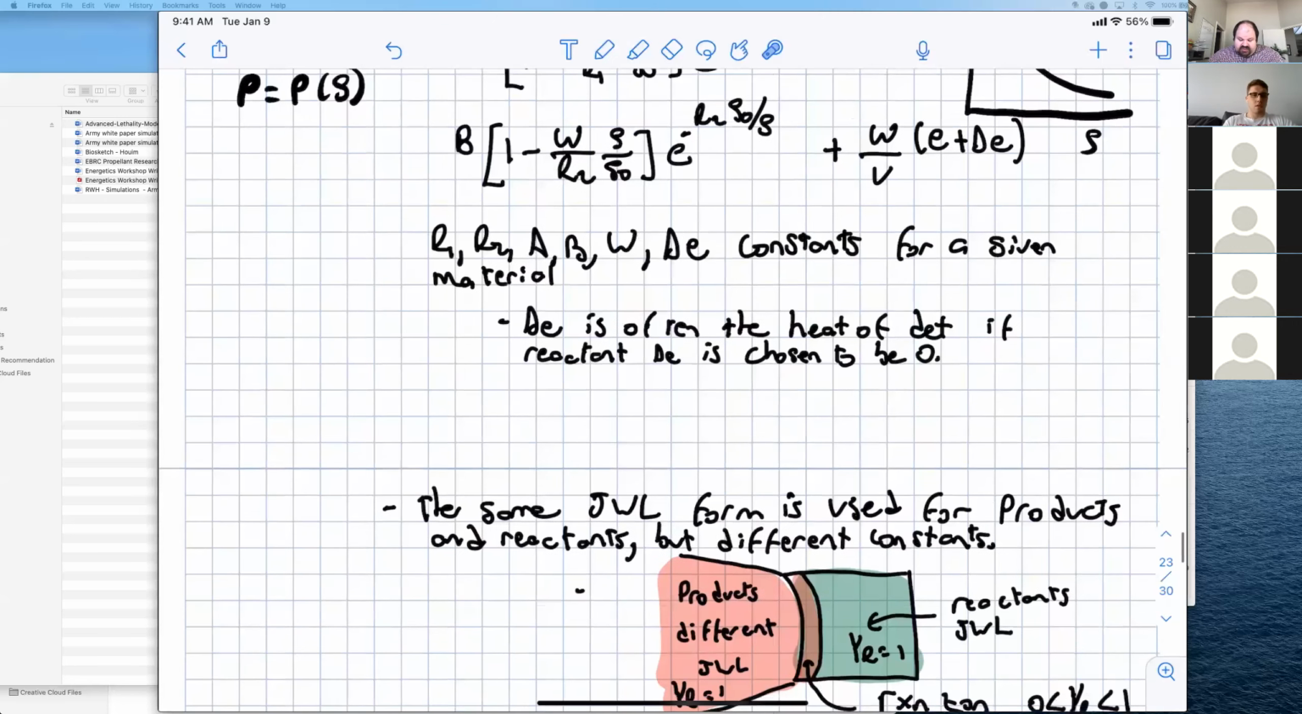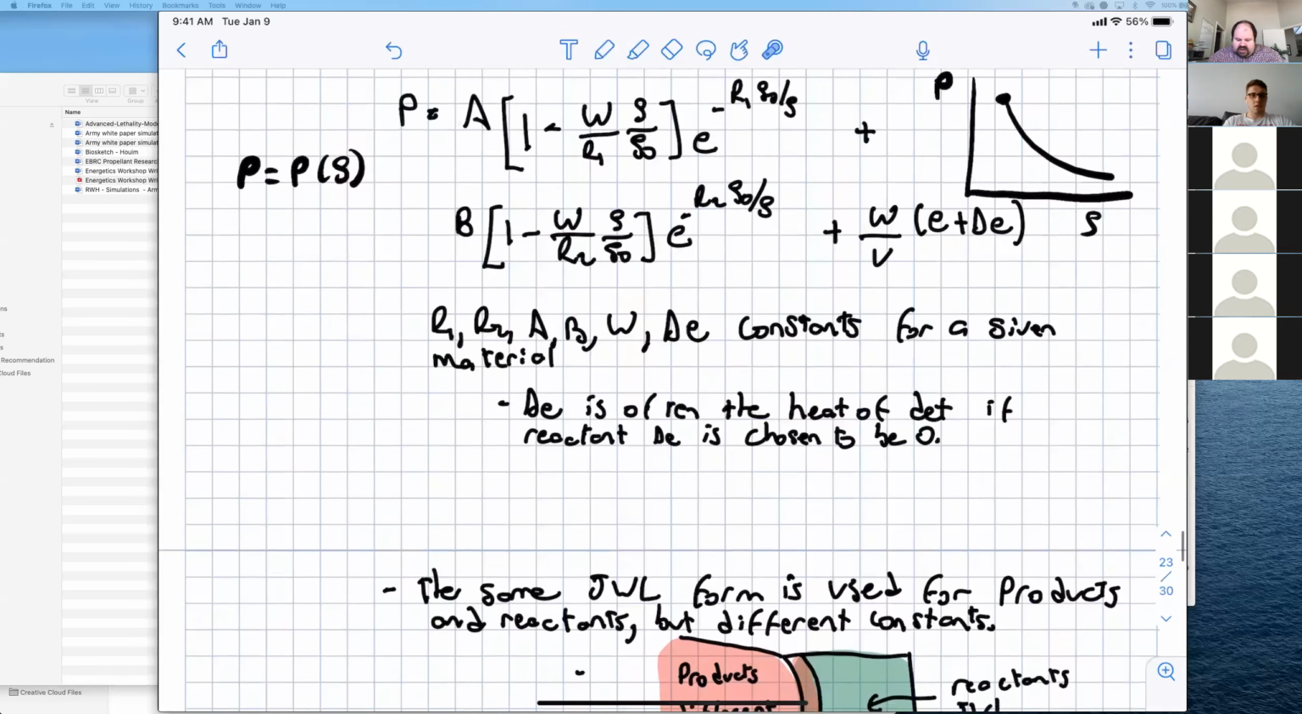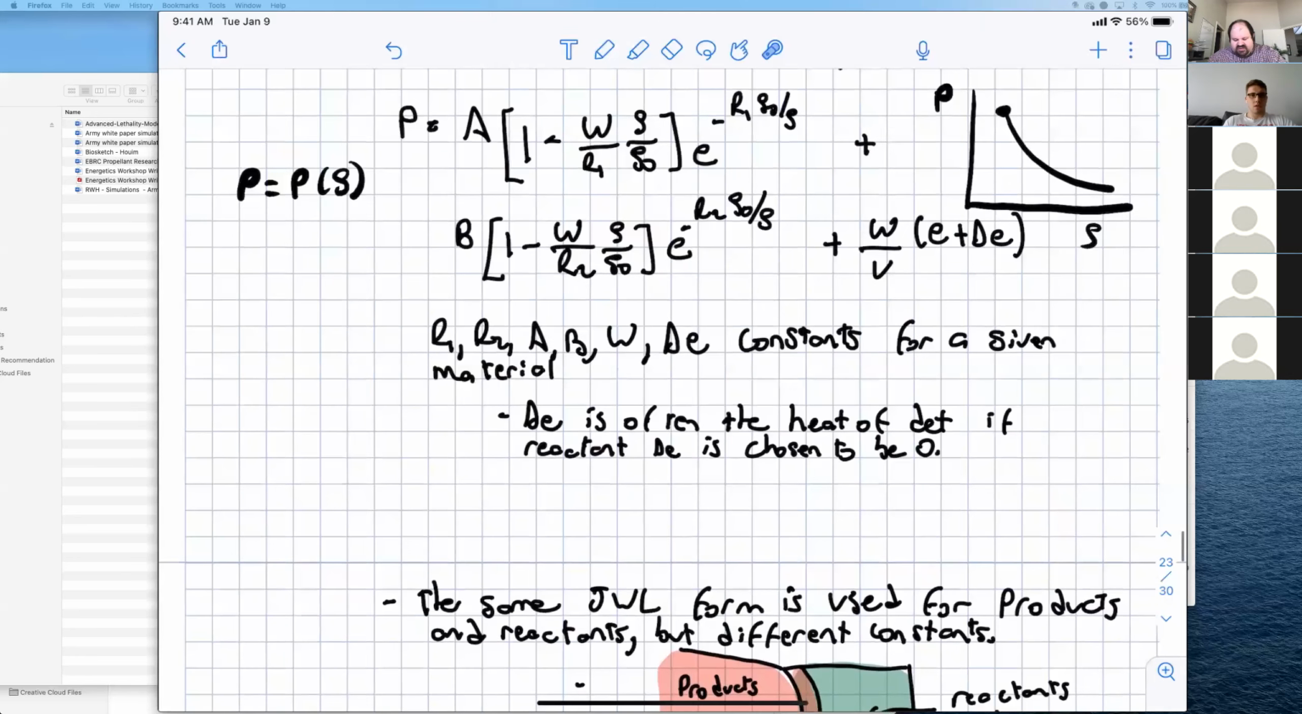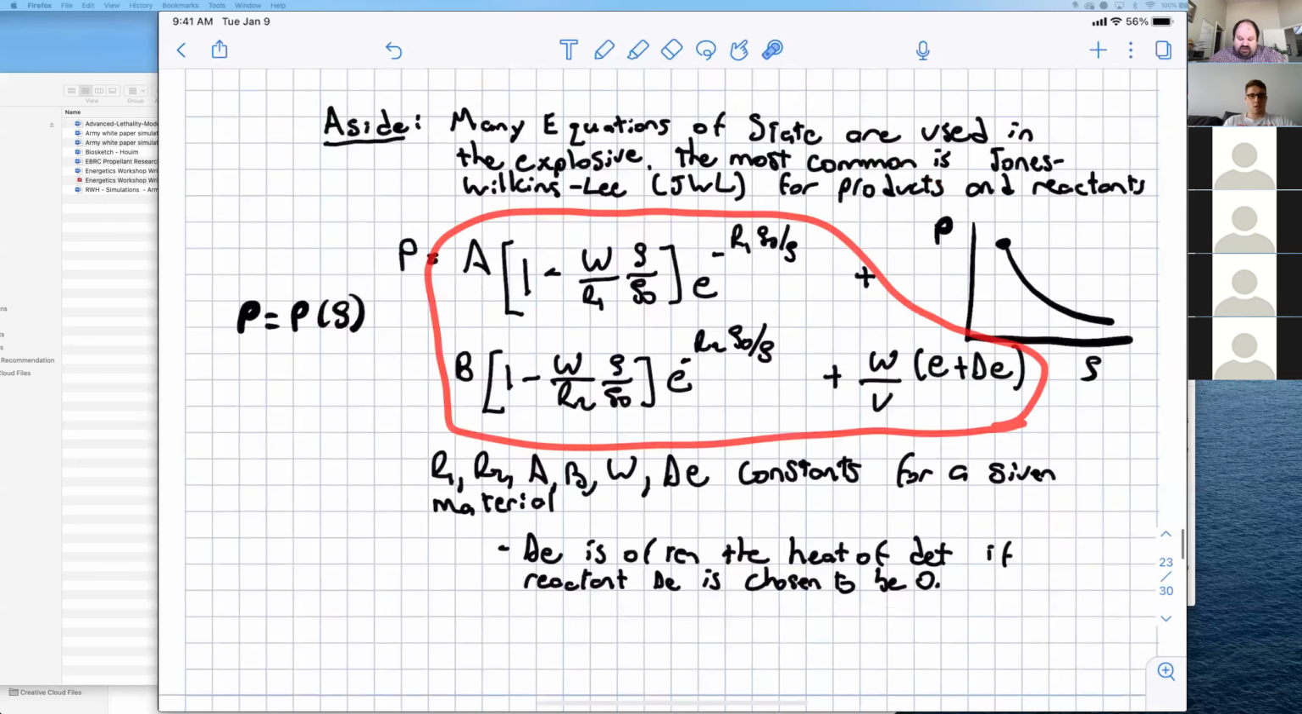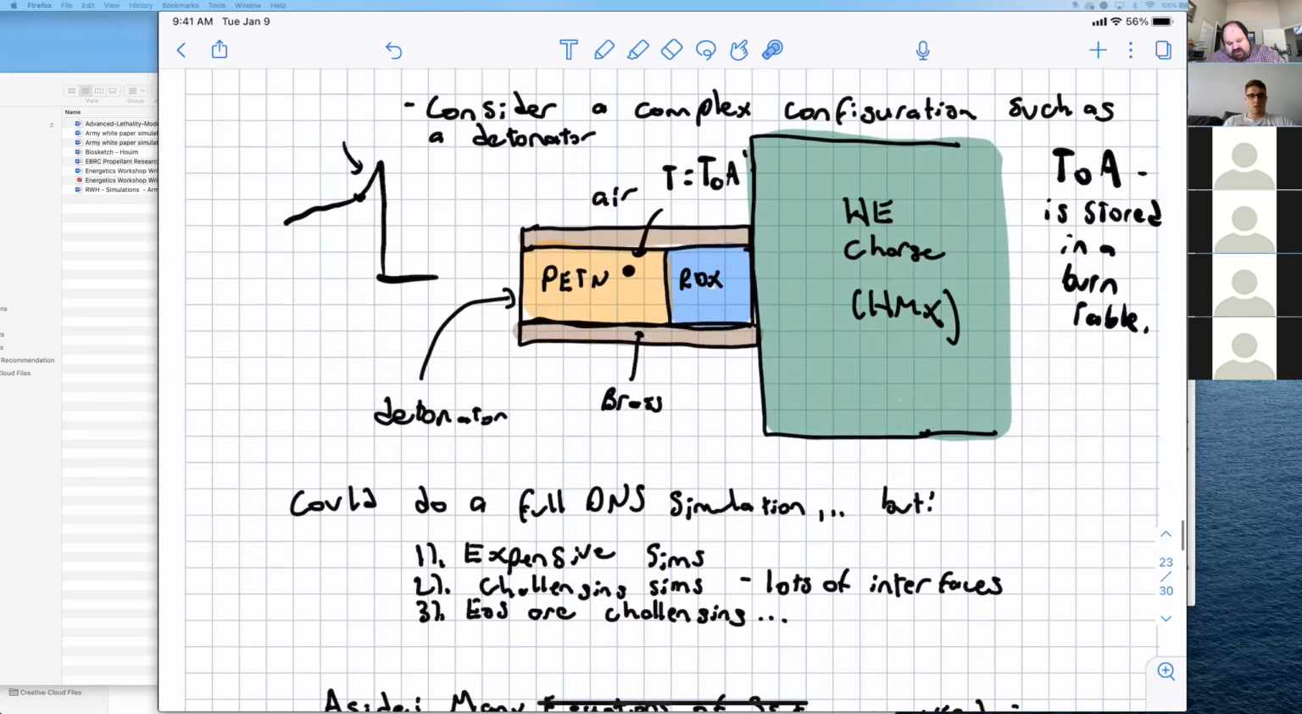Okay, and then also oftentimes the same JWL form is used for the solid reactants. And so if you want to do a direct numerical simulation, you're not only going to need an equation of state for the products, but you're going to need an equation of state for the solid too. And so that also is going to be some nonlinear equation of state. And that is most often done by basically JWL but with different parameters.